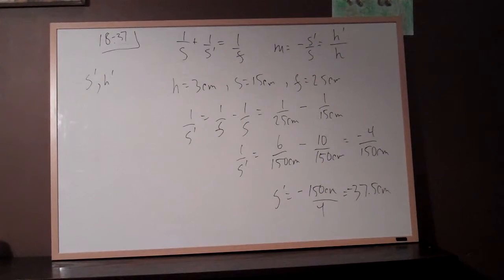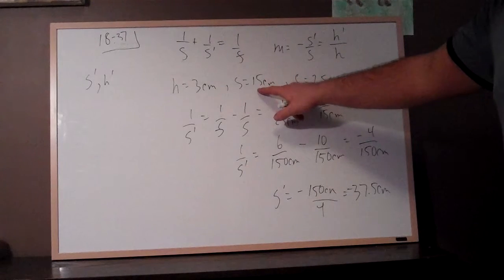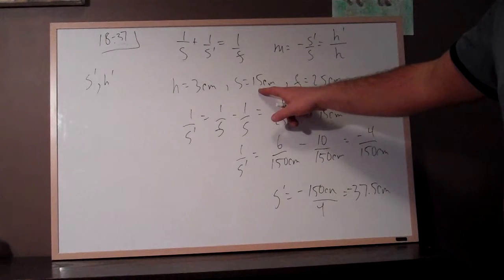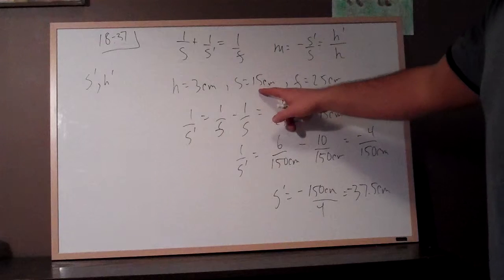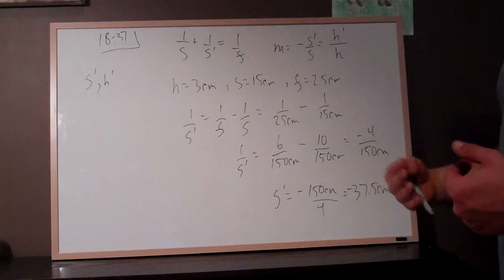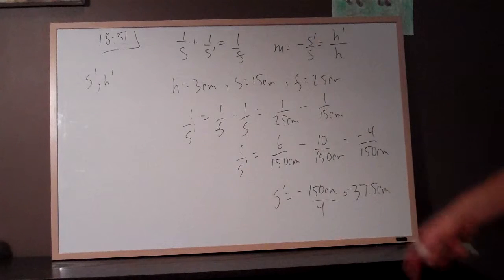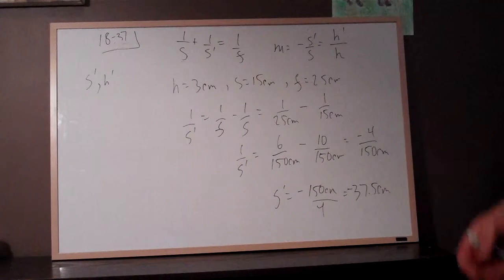Good, so the focal length was 25. The object distance was 15, so the object was inside the focal length. Whenever that happens, you saw that with the lens that we did earlier in number 31. Whenever you're inside the focal length, then the image distance turns out to be negative. That means that the image is upright and virtual.